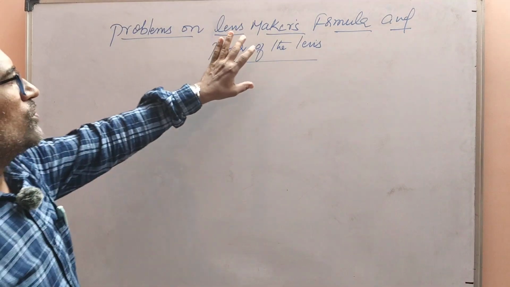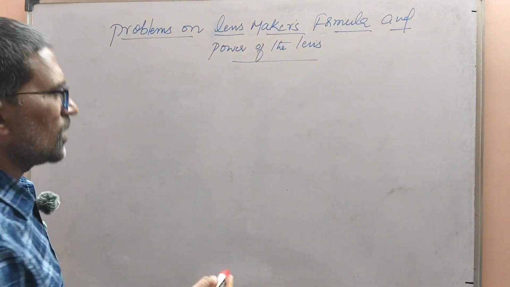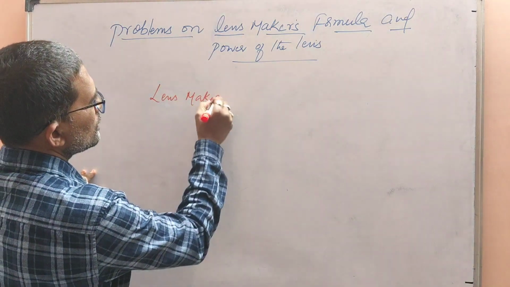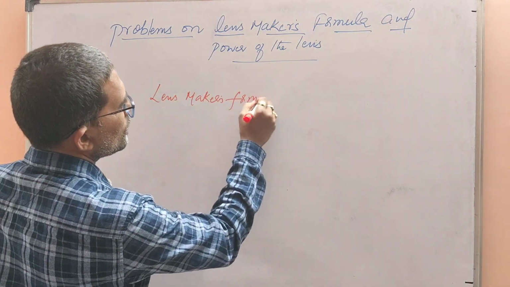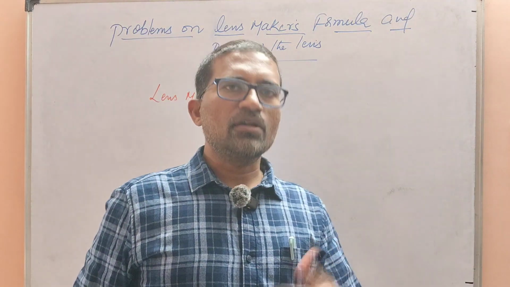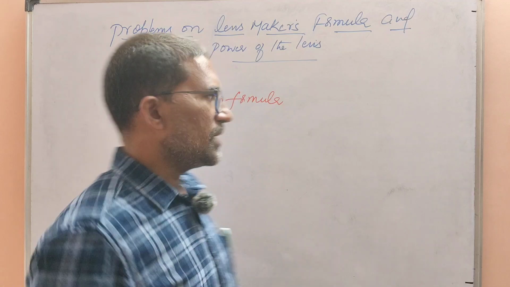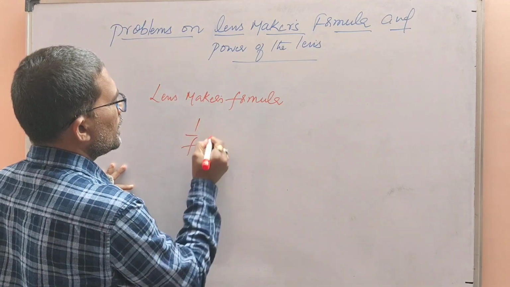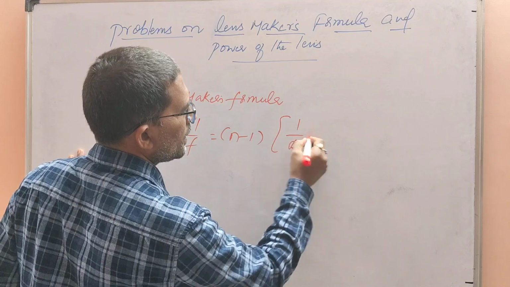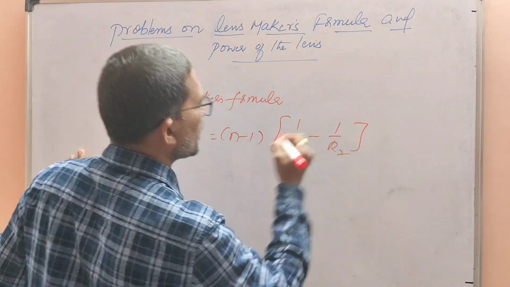So first of all, we should know what a lens maker's formula is. The lens maker's formula for any type of lens, whether it is a concave lens or a convex lens, is 1 by f is equal to (n minus 1) into (1 by r1 minus 1 by r2).